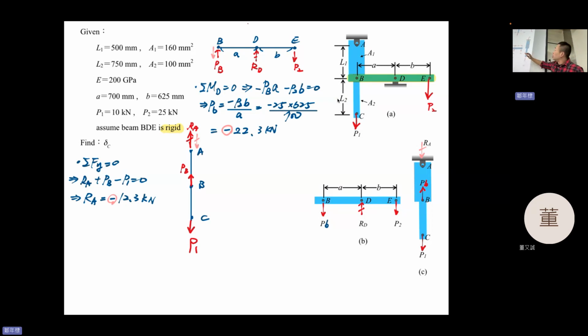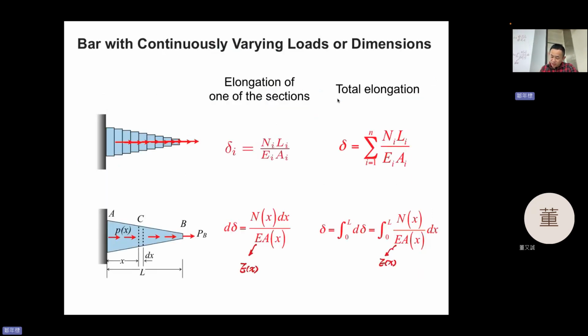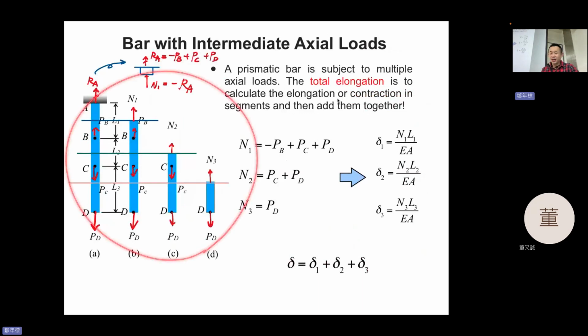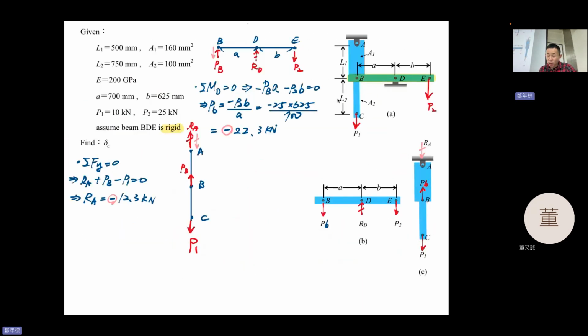So now you have all the external force, applied force on bar ABC, the vertical one, okay? And then you can imagine that this one is actually something like this, right? So just do what you do. We just do what we taught in the previous few slides. So let's take a look. What to do? Okay.